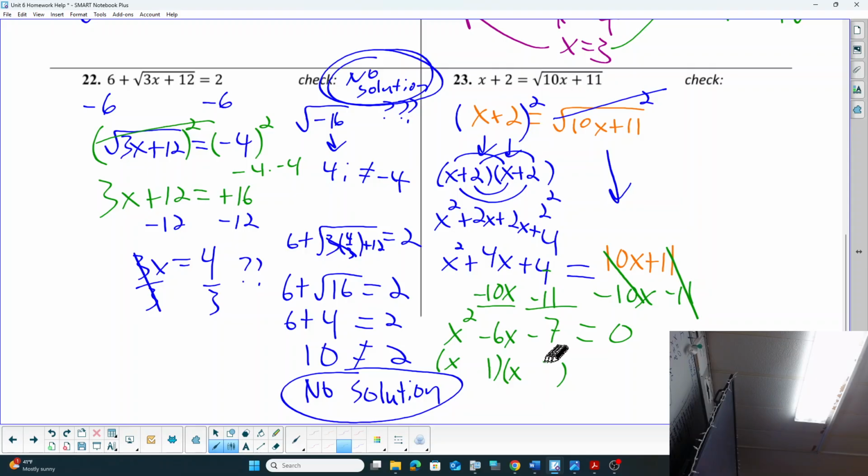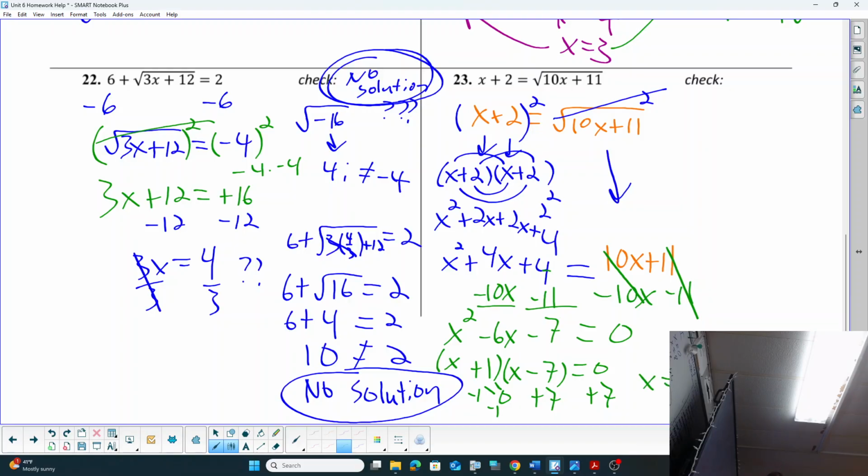Factors of 7 are 1 and 7. The sign of the middle term goes with the bigger number. And then we set them equal to 0. So we add 7 to the other side, so x equals 7 is the solution. Set equal to 0, minus 1 to the other side, so x equals negative 1 is the solution.